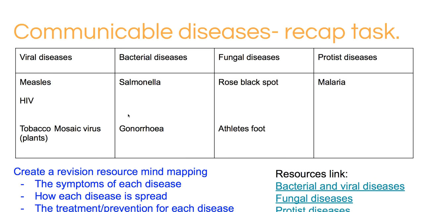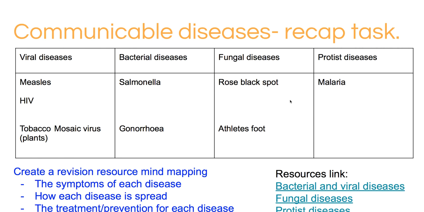So, we had a look at viral diseases, bacterial diseases, fungal diseases, and protist diseases. And we looked at a viral disease that affects people, measles and HIV being examples, and a viral disease that affects plants, tobacco mosaic virus. We looked at a fungal disease that affects plants, rose black spot, and a fungal disease that affects people, athlete's foot. A couple of bacterial diseases, and we only looked at one protist disease, malaria.